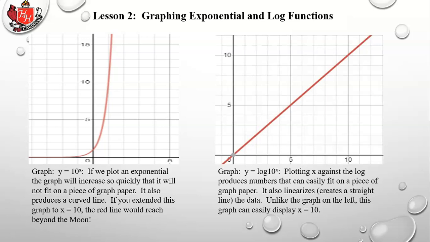Now, if you graph y equals log of 10 to the x, plotting x against the log produces a number that can easily fit on a piece of graph paper. It also linearizes, creating a straight line of the data. So unlike the graph on the left, this graph can easily display all the way up to x equals 10. And you know how to find the slope of a line. You learned that in Math 1. So you can more easily analyze a straight line. Analyzing a curved line requires calculus. So this is a much easier line to find the slope, the y-intercept, things that you've learned to do in math up until now.